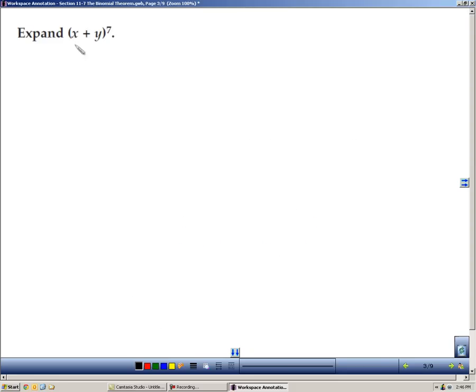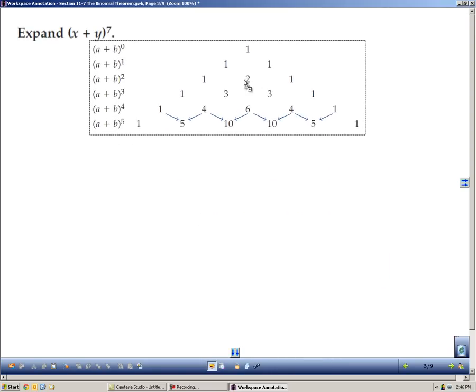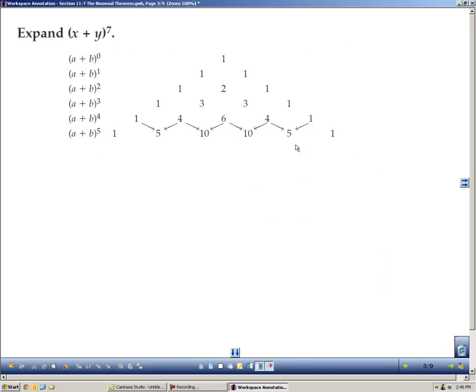Here I'm asked to take this binomial x plus y and bring it to the 7th power and expand it out. Well, in the last 2 slides, we've seen expansions of binomials up to the 5th power. So I'm going to take my Pascal's triangle from the last slide, and I'm going to add a couple rows, because if I were to find what a plus b to the 6th power was, then I would know the coefficients of this to the 6th power, and the same for the 7th power.